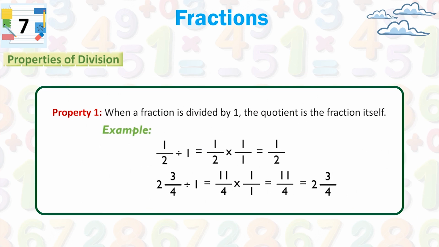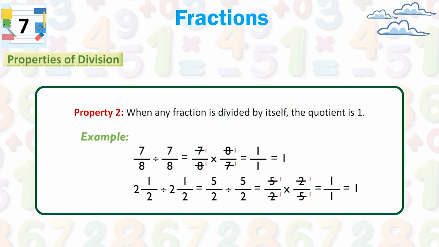Properties of division. Property 1. When a fraction is divided by 1, the quotient is the fraction itself. Example, 1/2 divided by 1 is equal to 1/2 into 1/1 is equal to 1/2. 2. 11/4 divided by 1 is equal to 11/4 into 1/1 is equal to 11/4 is equal to 2 3/4.